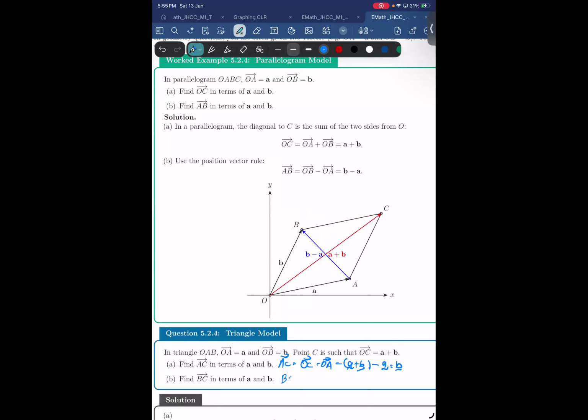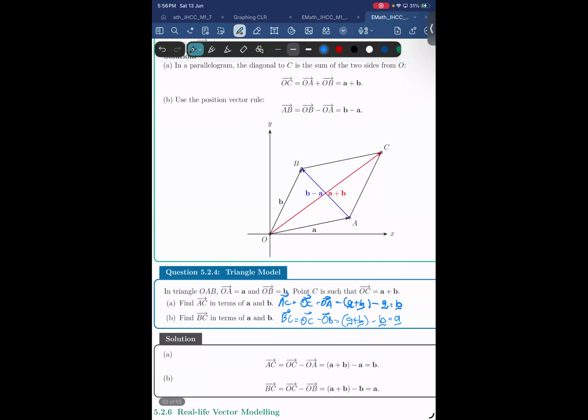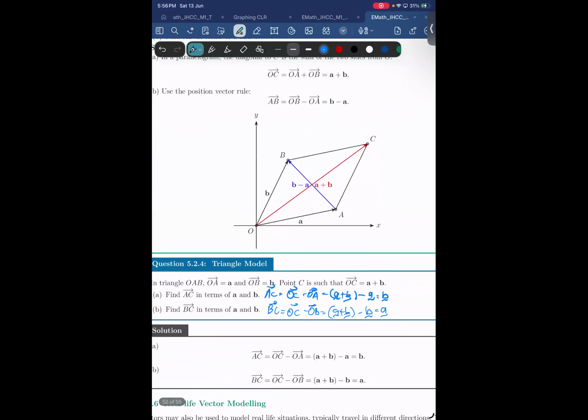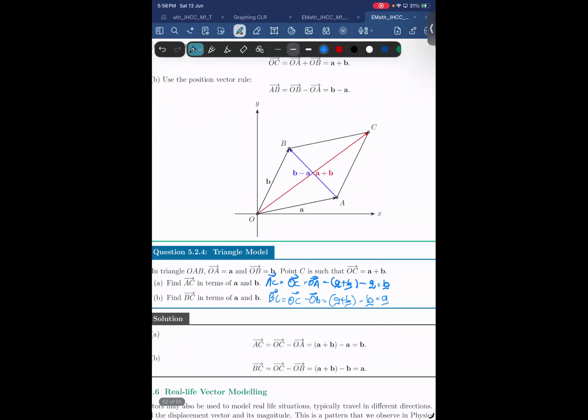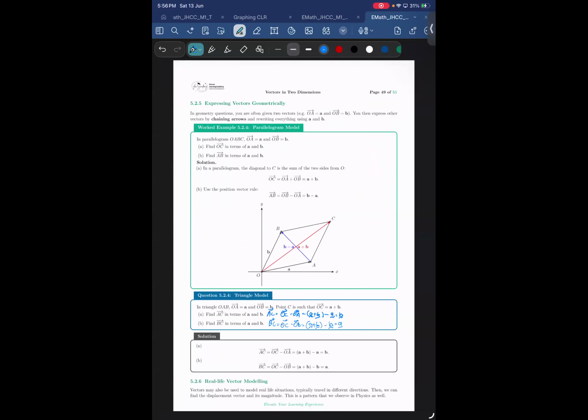Then BC is going to be OC minus OB, which is A plus B minus B, which is going to be A. So simple working with these position vectors. Then of course, sometimes vector questions are not only just this kind of calculation. You want to model a real life situation as well.